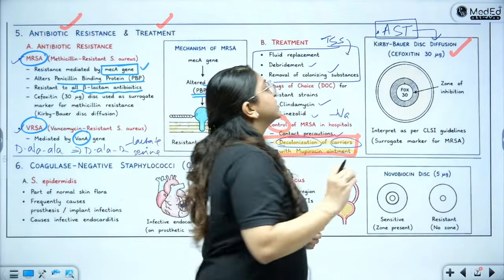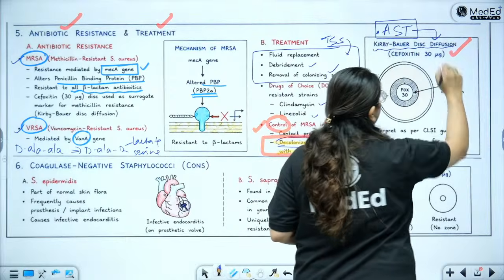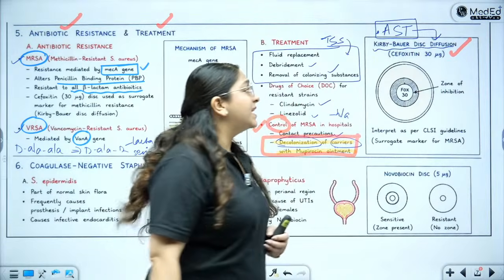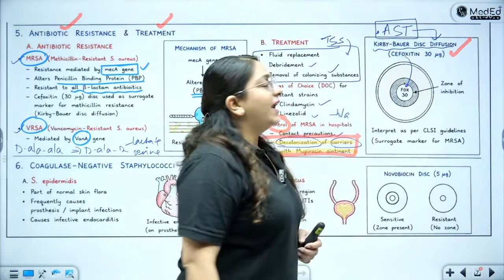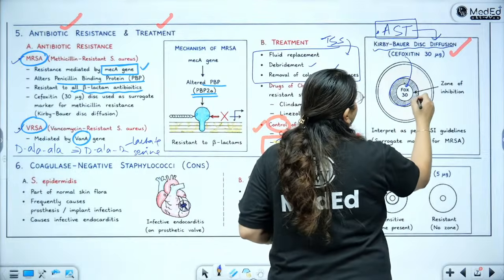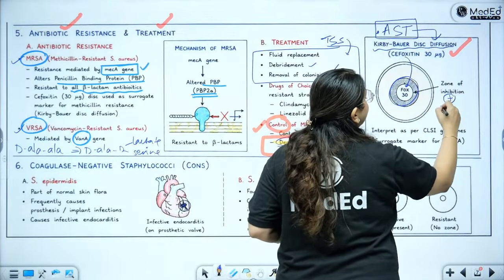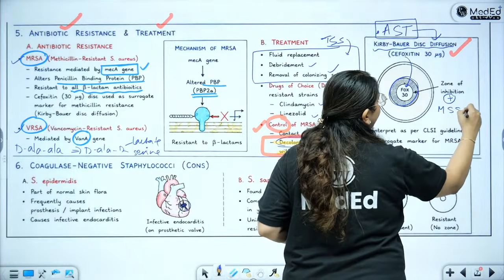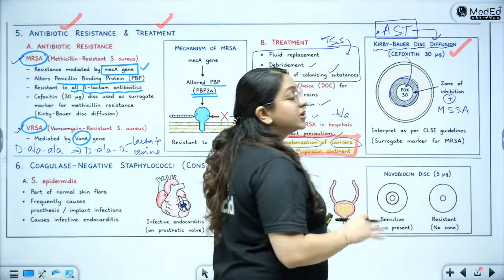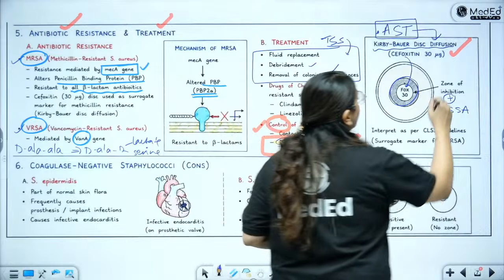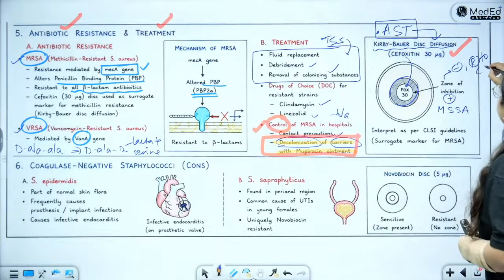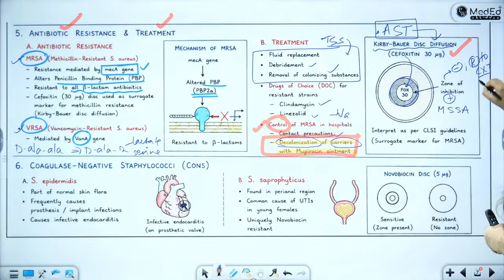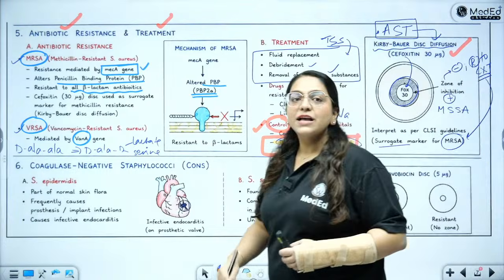Disc diffusion, which is the most common method, Kirby-Bauer's disc diffusion. And what are we doing? We are putting a single disc of cefoxitin, and then we are looking at the zone of inhibition. If the zone of inhibition is present, then this guy is methicillin sensitive Staph aureus. And if the zone of inhibition is absent, meaning this guy is resistant to cefoxitin. So resistance to cefoxitin is telling me that this guy is MRSA, because this is a surrogate marker. Okay? So this guy is MRSA.